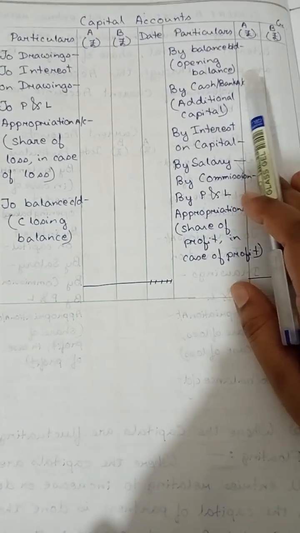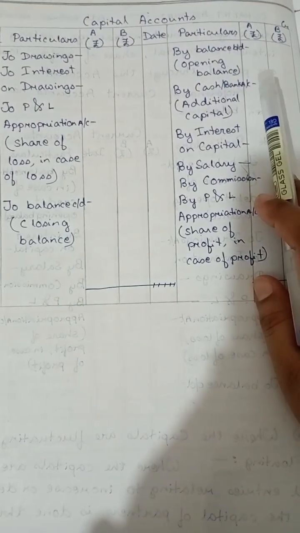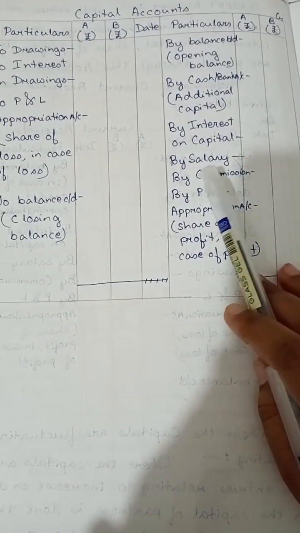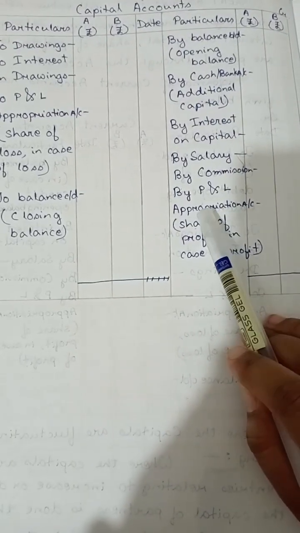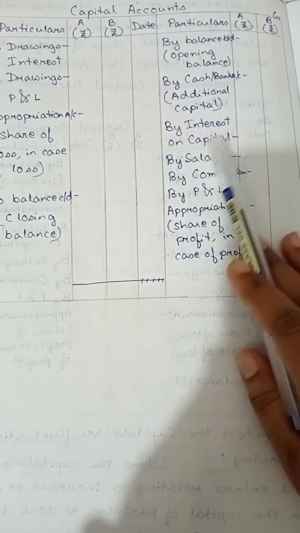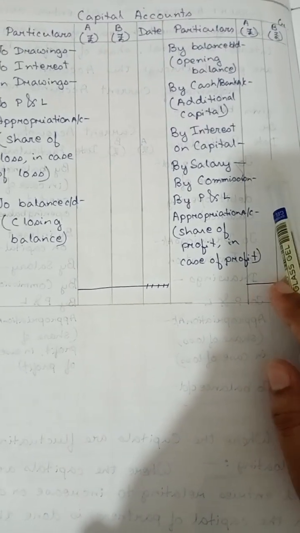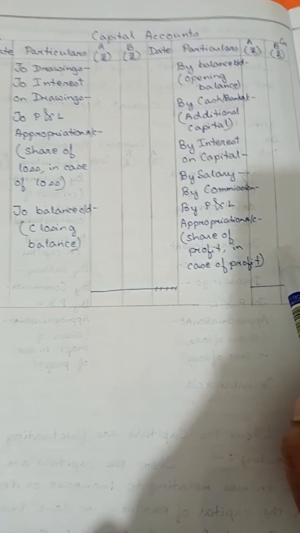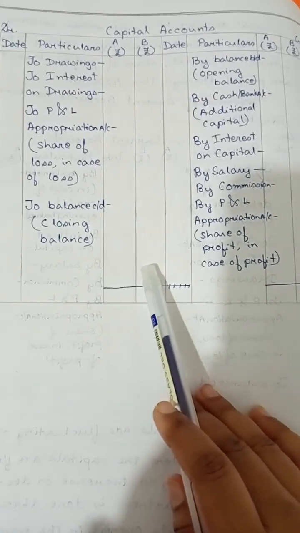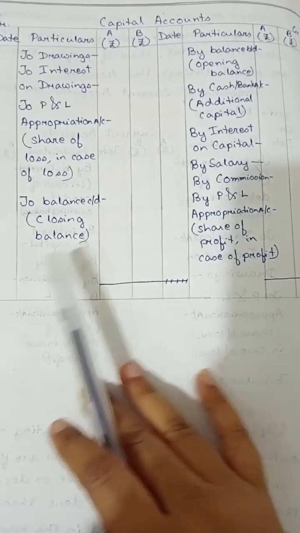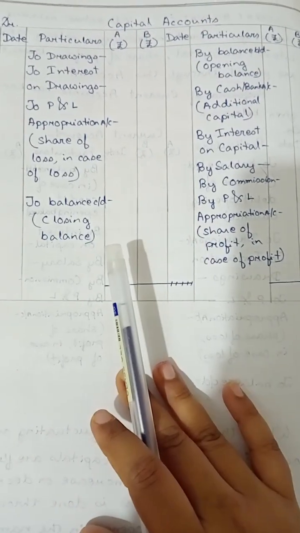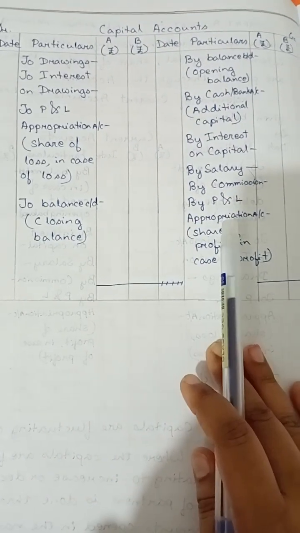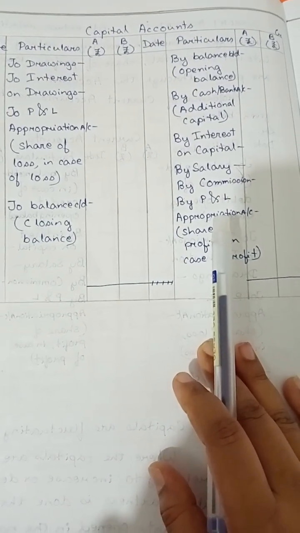Opening balance, if any, then additional capital introduced, then interest on capital, salary, commission, P&L, these all are receipts of each partner, so these are to be credited. The share of profit is credited. You have understood the pro forma of capital and current account, when the capital is fixed or the capital is fluctuating. So I hope you understood.